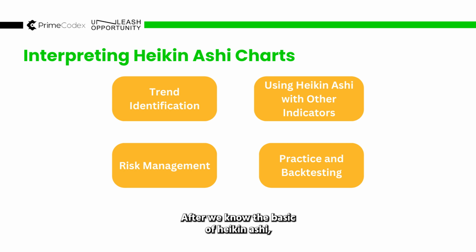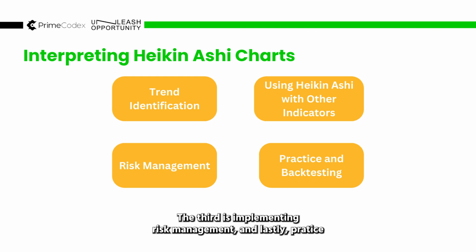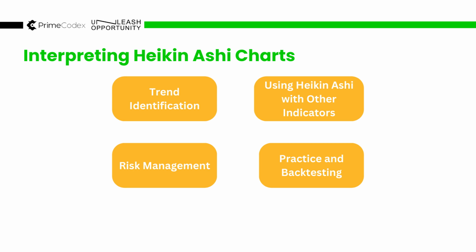After we know the basics of Heikin Ashi, let's move on to how to interpret this chart. Interpreting the Heikin Ashi chart, you can follow this for guidance. First is trend identification. The second is using Heikin Ashi with other indicators. The third is implementing risk management, and lastly, practice and backtesting.